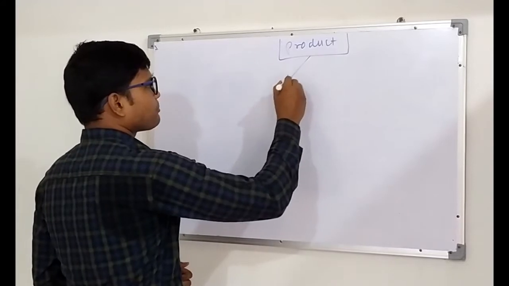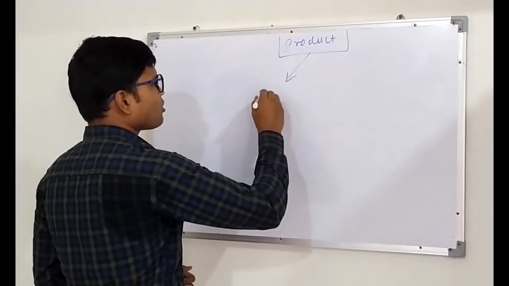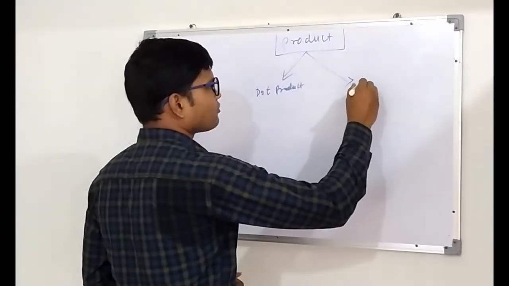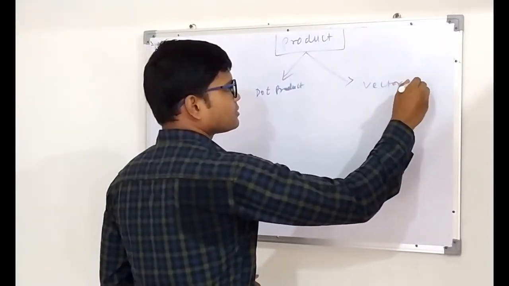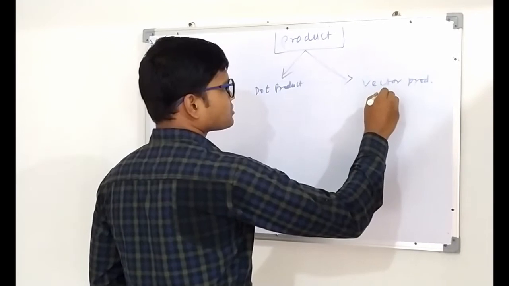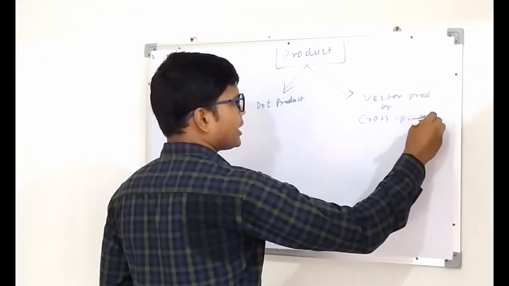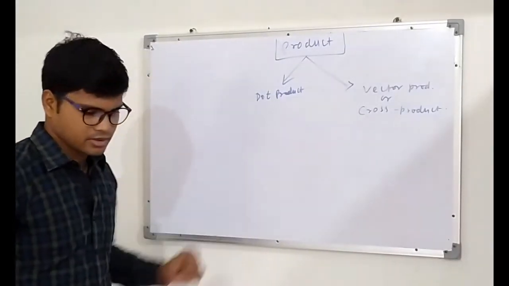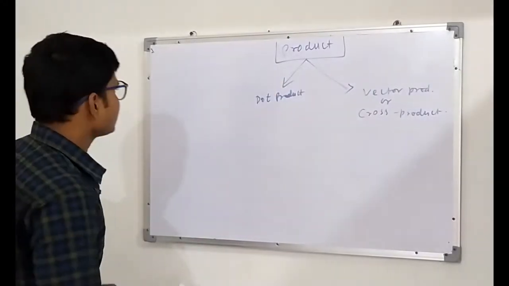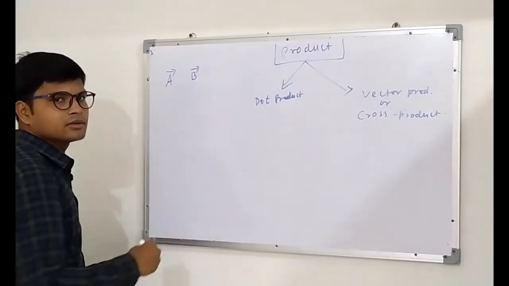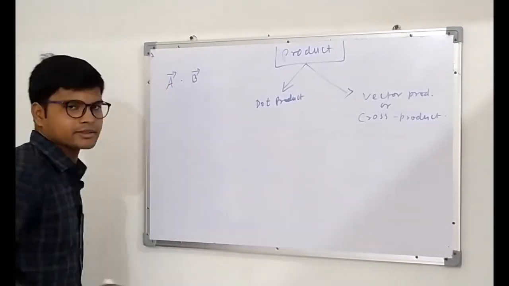Fascinating why? Because the product can be done in two ways. One is called the dot product, or scalar product, and another is called the vector product, or one can also say the cross product. I hope you can understand my handwriting. The dot product is represented by, for example, you have two vectors, a vector and b vector. So we are dotting them.